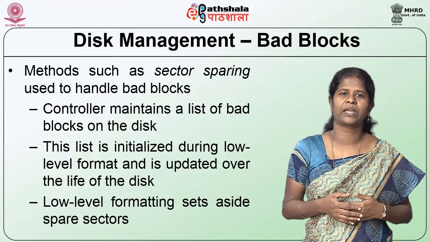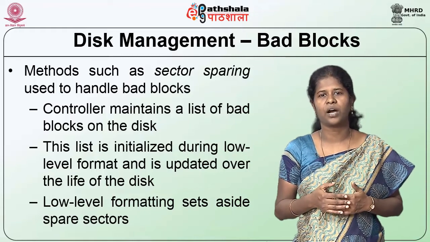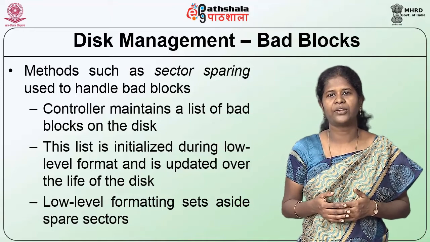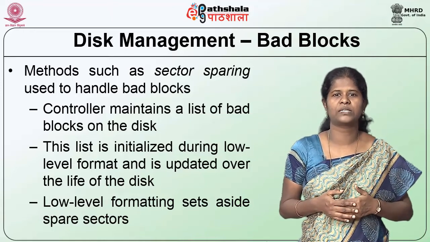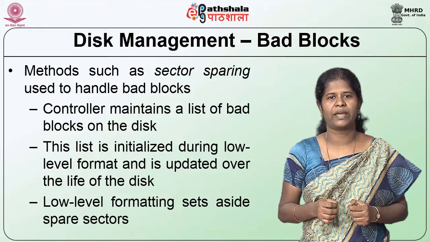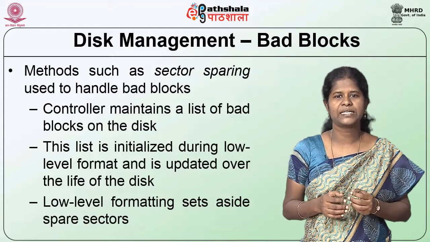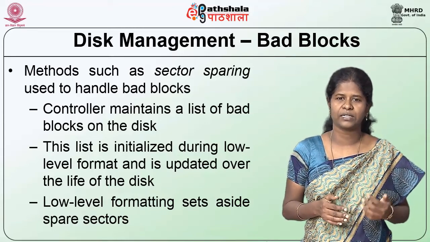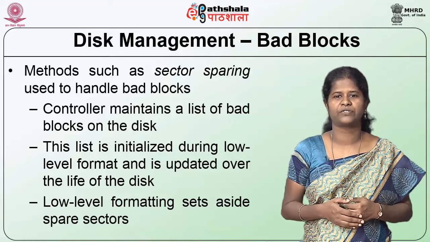And once you find that sectors are bad, what do you do with them? You need to have some mechanisms for handling these bad blocks. There are two ways in which you do this handling. One is called sector sparing and the other is called sector slipping. In sector sparing, the controller will maintain a list of bad blocks kept in the disk, and this list is initialized when the low level formatting is done at the manufacturing place, and it is updated over the life of the disk.